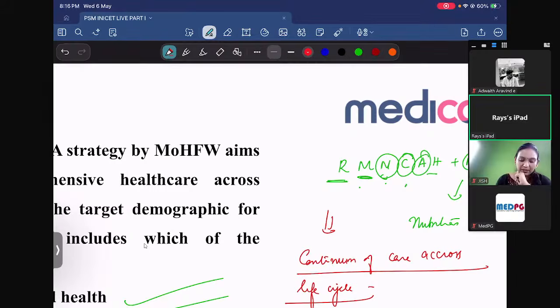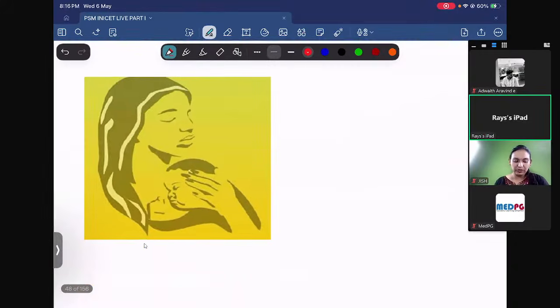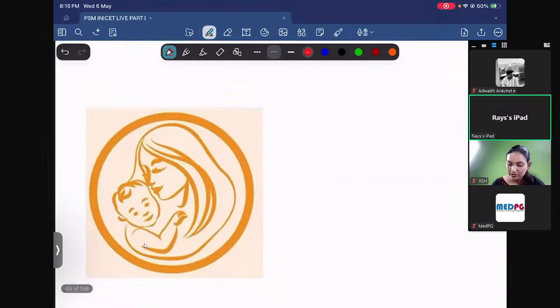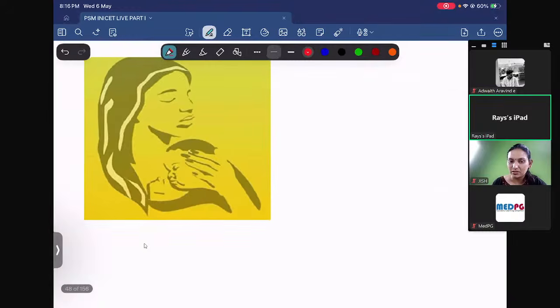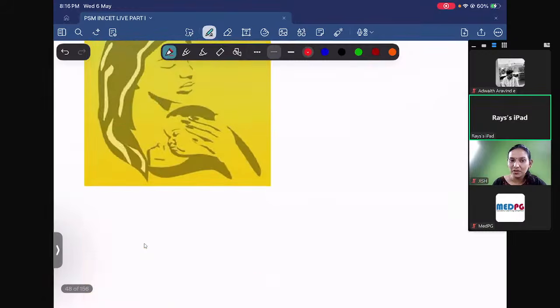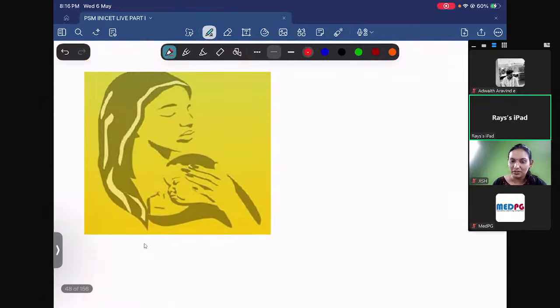Okay. Now, what is the logo of this? What you see here? Under maternal health, we have JSY and JSSK. Which one is this and which one is this? Logos are important in BSM. We have to learn that. So this one, the yellow one you see here, the yellow mother and baby is JSSK.